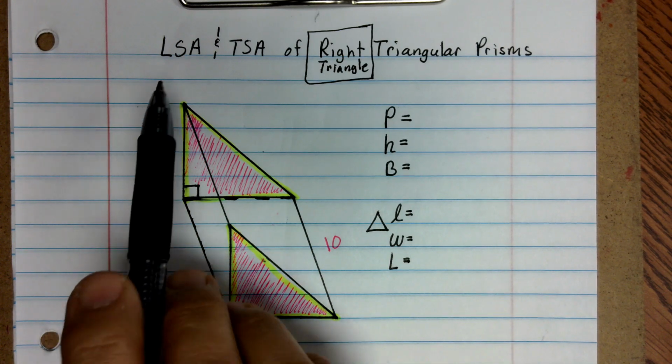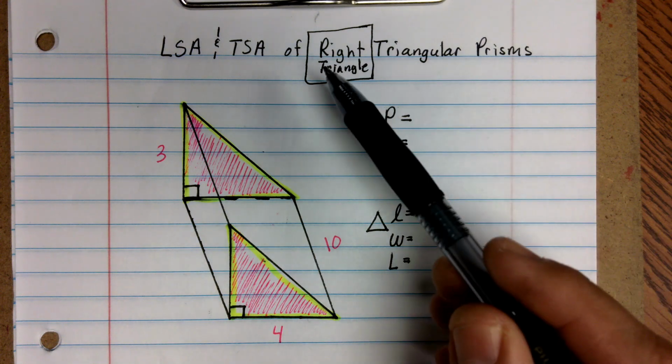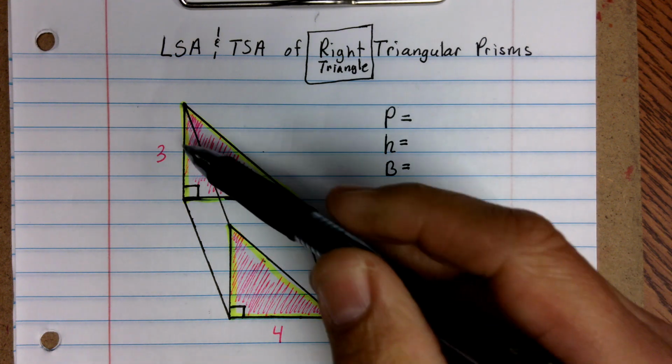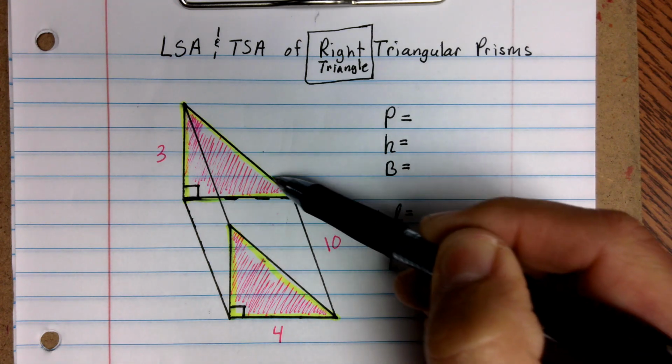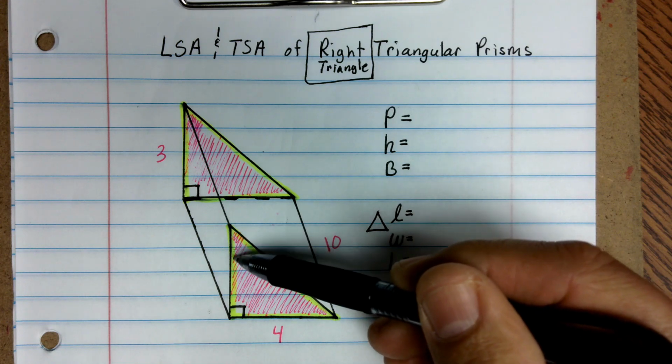In this video, we're going to be looking at the lateral surface area and total surface area of triangular prisms that are made up of right triangles, that have bases that are right triangles. So notice that this is a base. I've already shaded it in, and I recommend you always shade in your base. And this is the other base.